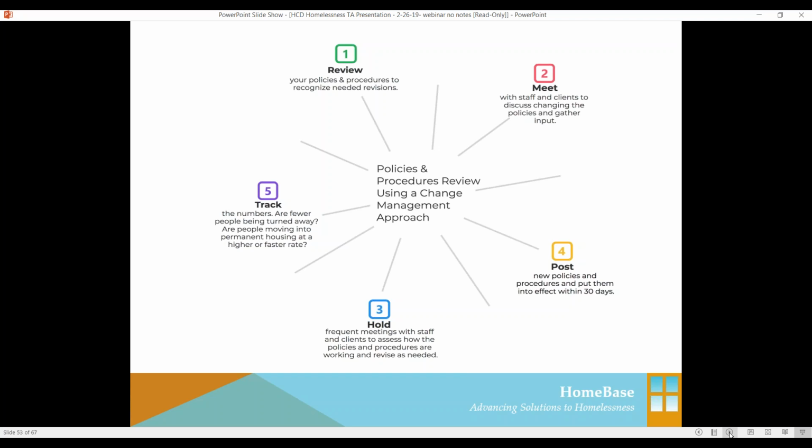So we're using a change management approach every step of the way. So just looking at the policies, getting feedback, meeting with staff and clients to discuss what those policies look like in your organization, posting them, revisiting them, and tracking the numbers. Are fewer people being turned away? Are people moving into housing at a higher or faster rate?